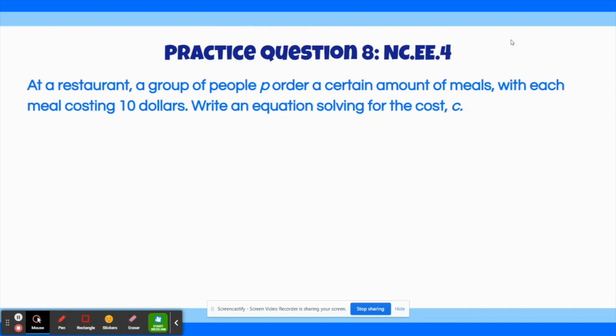Alright, the next question says, at a restaurant, a group of people, P, order a certain number of meals, with each meal costing $10. Write an equation solving for the cost, C. So again, you can work this problem out yourself and pause the video, and when you're ready to see the answer, you can press play.